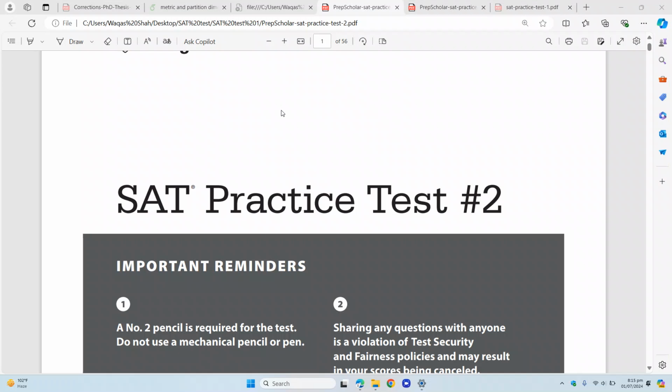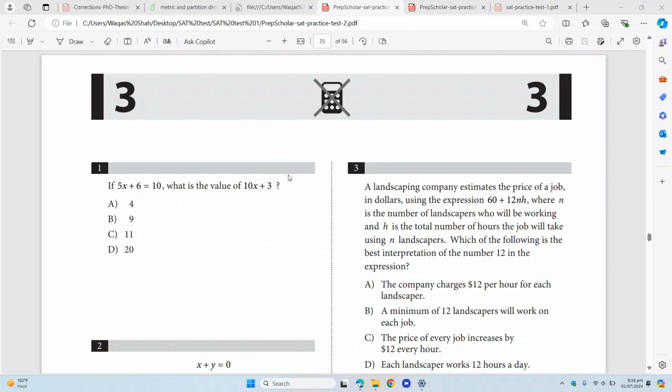Hello students, we are going to solve SAT practice test 2 and we are going to solve its maths portion. So let's start solving question 1.